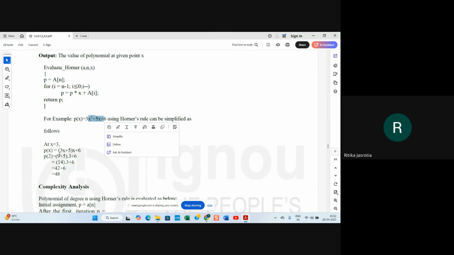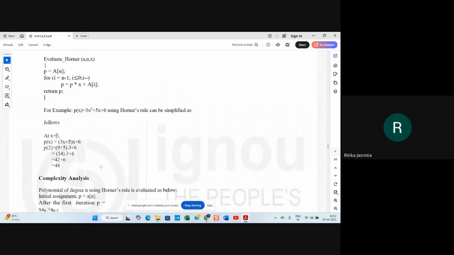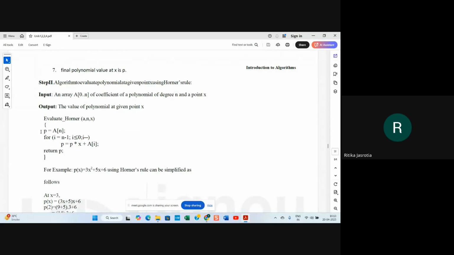So now if you solve it by Horner's method and put the value of x as 3, it will become 3 into 3, 9, plus 5, into 3, plus 6. So 9 plus 5 will be 14 into 3 plus 6. So it will be 42 plus 6, and then it will become 48. So it is multiplying 2 times basically. That is what they are trying to tell.